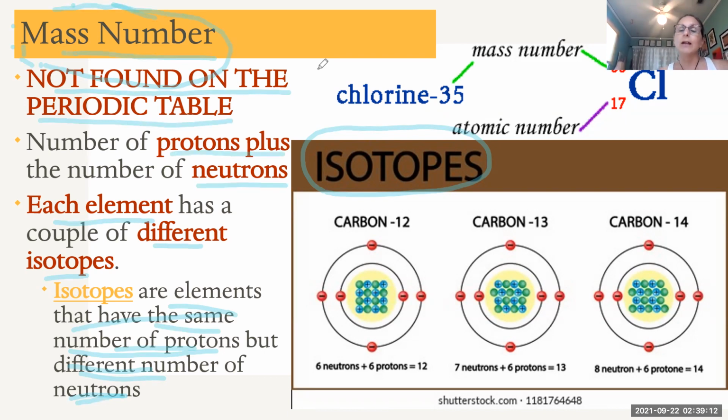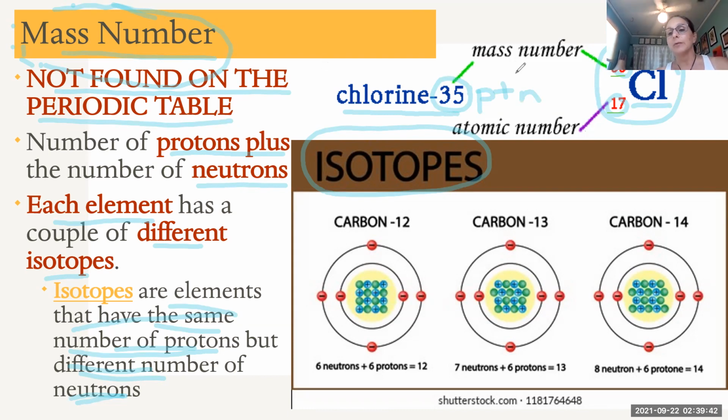So there's two different ways that you'll see the mass number. You'll see it like this. Well, it says chlorine 35. This 35 here is the mass number. It's the number of protons plus the number of neutrons for that element. Or you'll see it like this. This is a really nice way of seeing it because the mass number is on top and the atomic number is on the bottom. So if we were looking at this isotope of chlorine, we would see that the mass number is 35 and the atomic number is 17.